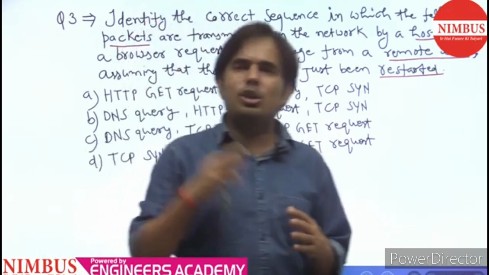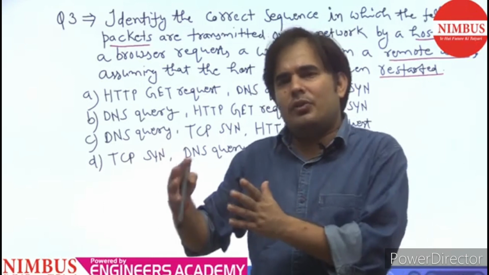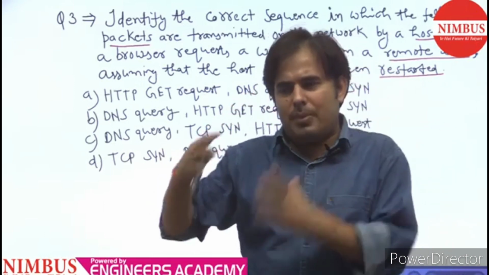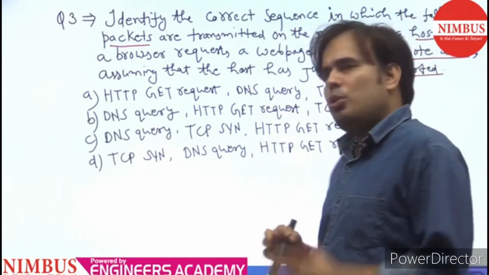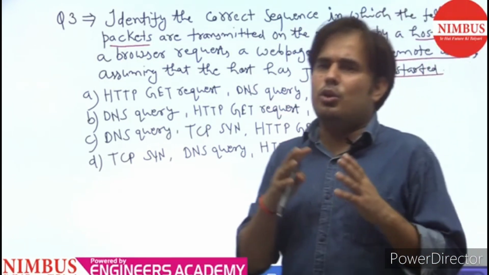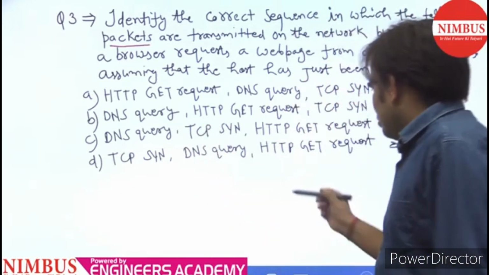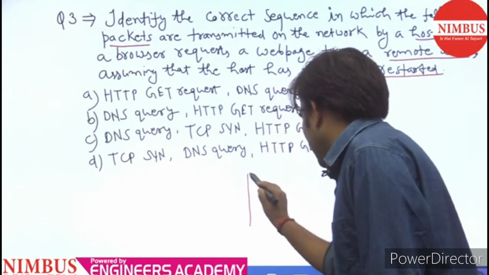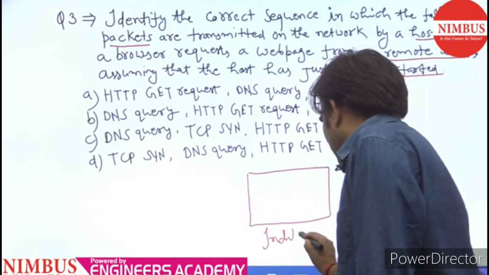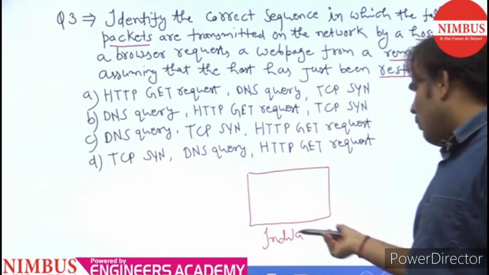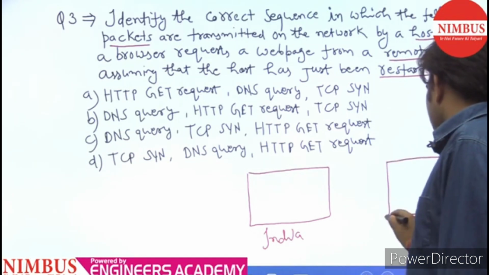To answer this question, we need to understand the connection, that is, how we can connect one network to a remote network, or our network to the remote server. We need to understand this first. So here I am going to take an example, and through that example you will be able to understand which sequence is correct. Suppose I have a network in India, and I want to connect the India network with a USA server, or you can say with a USA network.